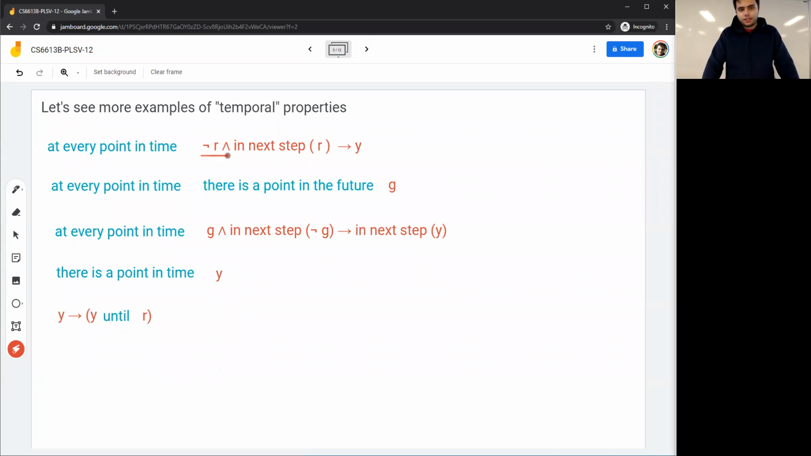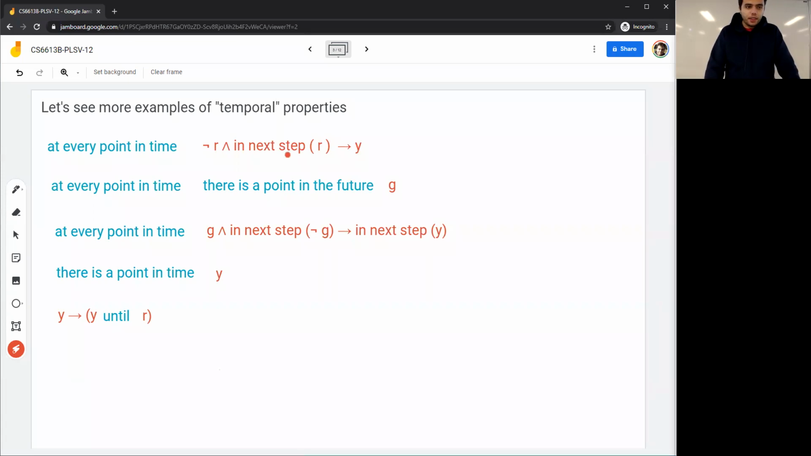If either the red light is off, oh no, not either. Okay, sorry, let's do this again. This says that at every point in time, if I know that the red light is off right now, and also I know that in the next point in time the red light would be on, then from this I should be able to deduce that right now the yellow light is on, right? This makes sense. It basically means that whenever you're transitioning into red, you have to transition from yellow into red. You can't transition from green to red.